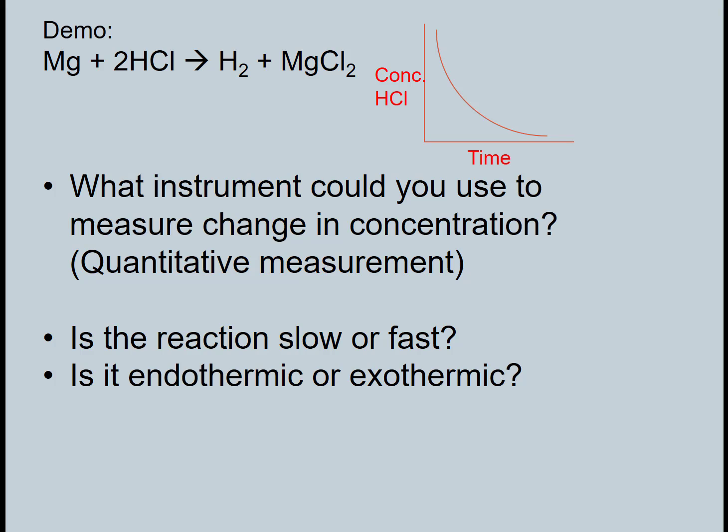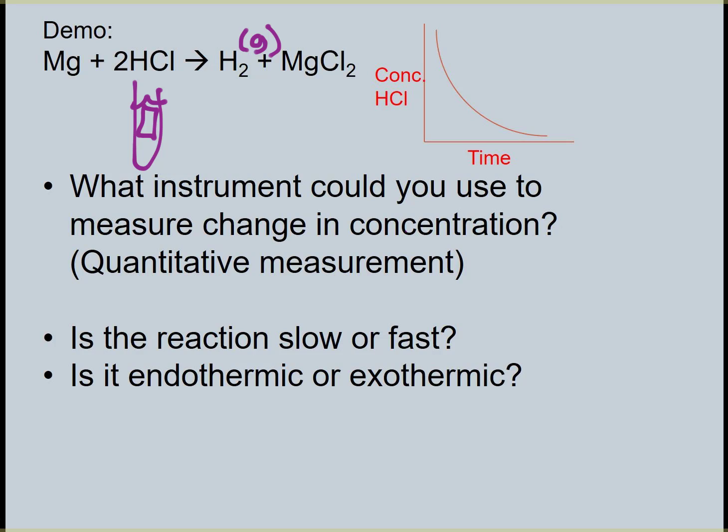If we did a little demonstration where we took magnesium and put it in hydrochloric acid, you would see a reaction occur. I would have a gas formed, and I would see that my little piece of metal in my acid would start to be used up. So what instrument could you use to measure the change in concentration? This is a quantitative measurement. We would want to measure something. Well, there's a couple of things that we could do.